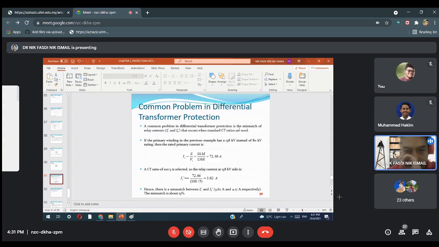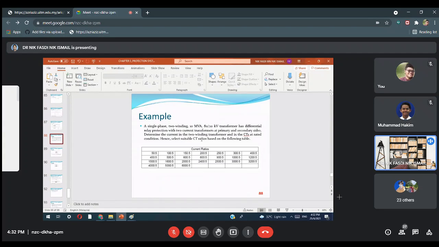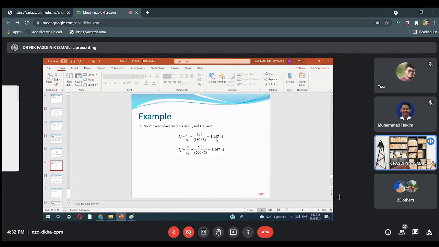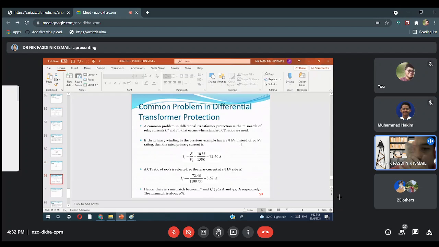A common problem in differential transformer protection is a mismatch of relay current I1 prime and I2 prime that occurs where standard CT ratios are used. If the primary winding in the previous example has 138 kV instead of 80 kV ratings, then the rated primary current changes. For example, in the earlier question it was 80 kV. When you calculate, you get the same value, so no problem because there is no mismatch, no difference. However, let's say it is not 80 kV but 138 kV. So what happens? If you use 138 kV, you calculate the currents and get 72.46.